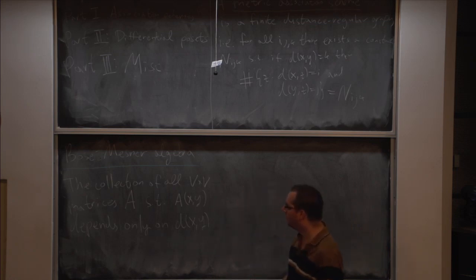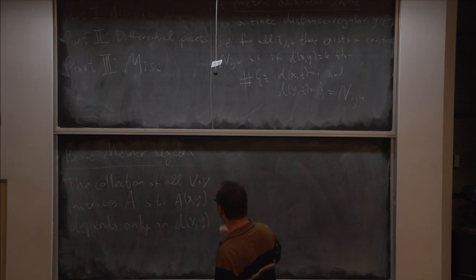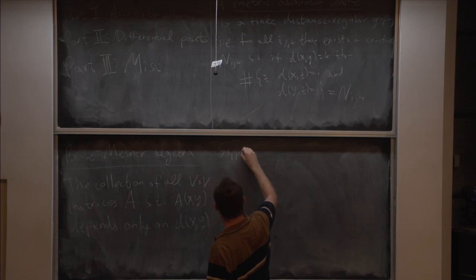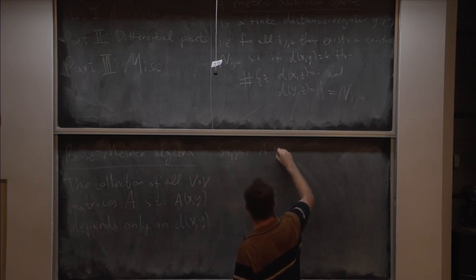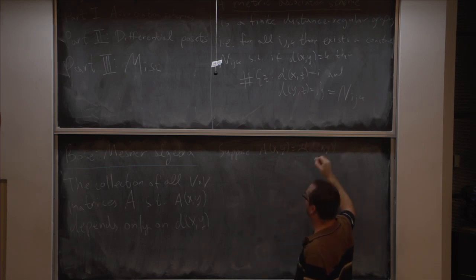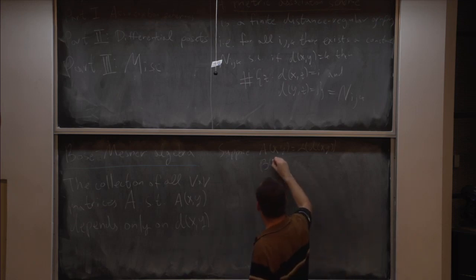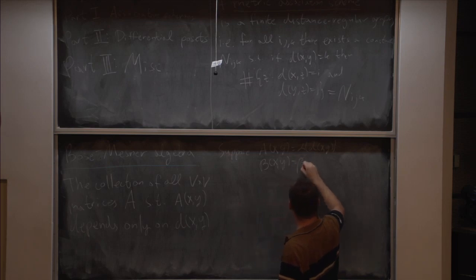Okay, now why is this Bose-Mesner algebra called an algebra? Clearly it's closed under addition and scalar multiplication, so it's a vector space, and it's also closed under multiplication. Why is that? Let's say that A of xy is some alpha of the distance between x and y. Only for a strongly regular graph? Yeah, it's equivalent. And B of xy is beta of the distance between x and y.